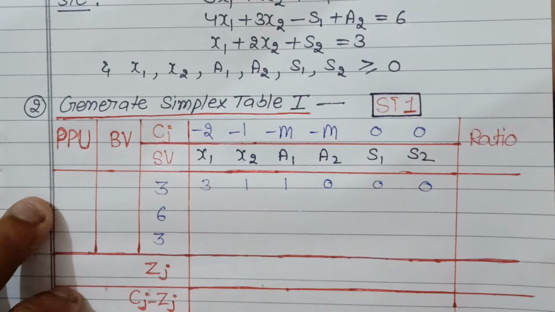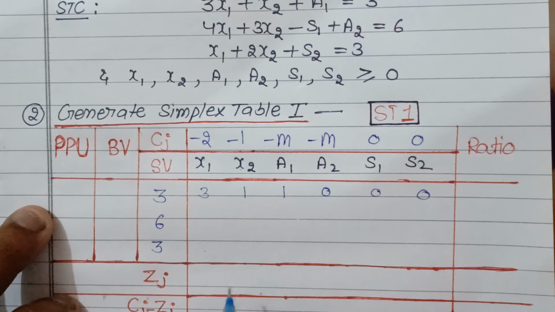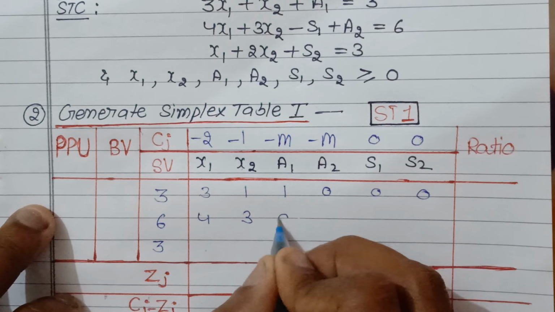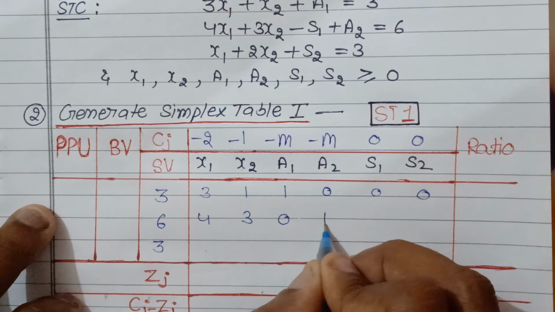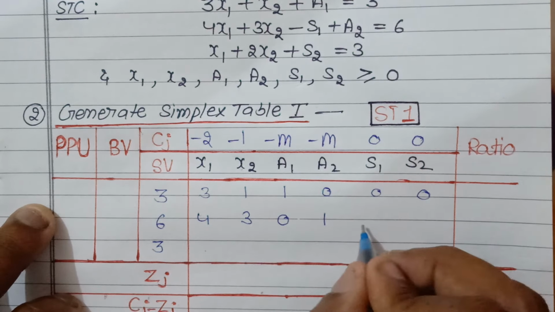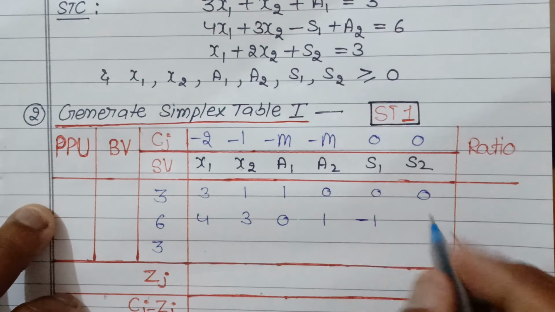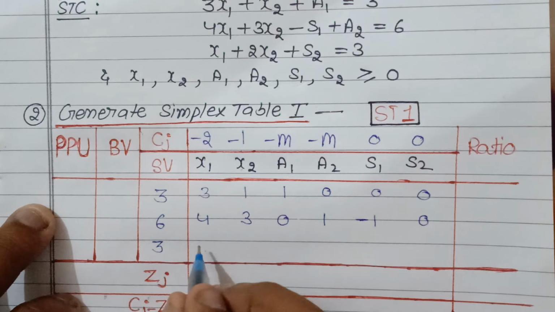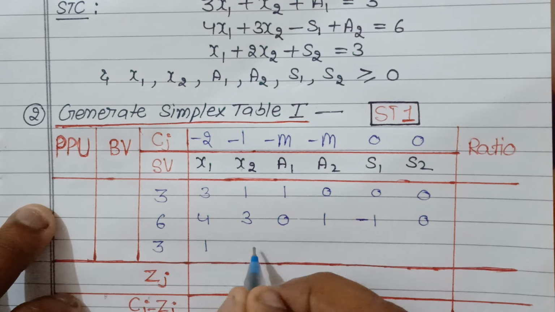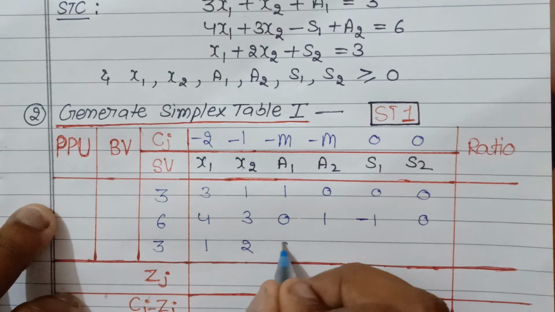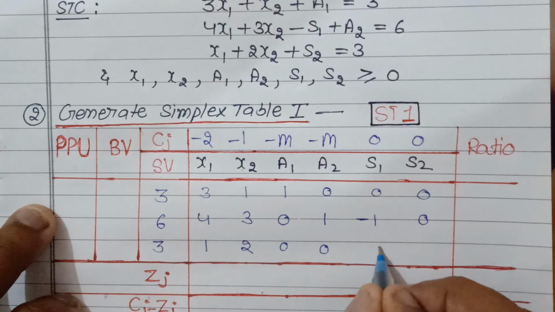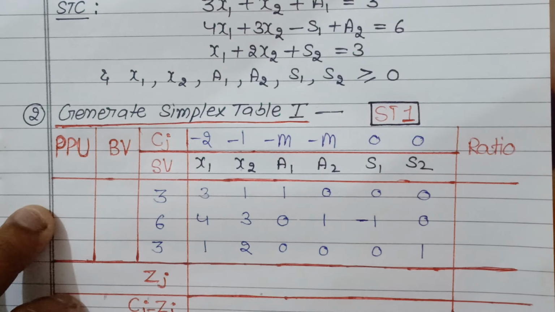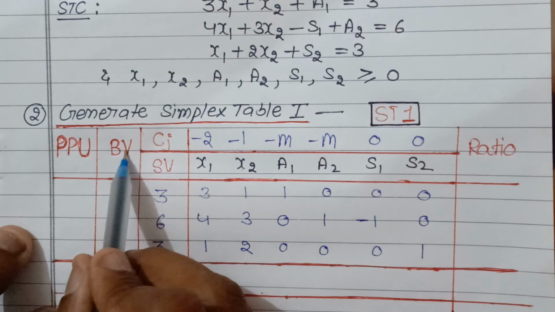Now moving to the second equation, the coefficient of x1 is 4, x2 is 3, there is no a1 but there is a2, so the coefficient of a2 is 1, then there is minus 1 for s1 and there is no s2. Okay, now the coefficient of x1 for the third equation is 1, for x2 is 2, there is no a1, no a2, no s1, and there is a single s2, so let us write it.